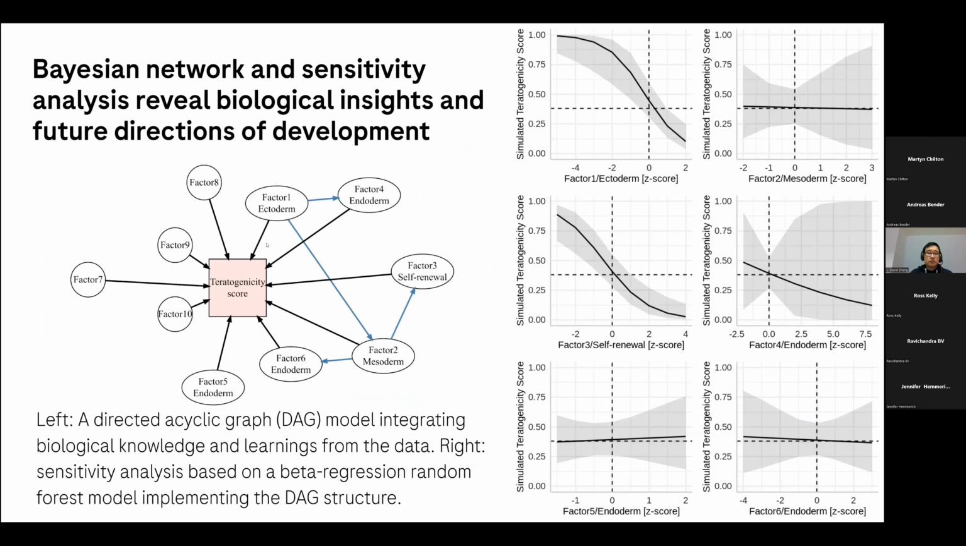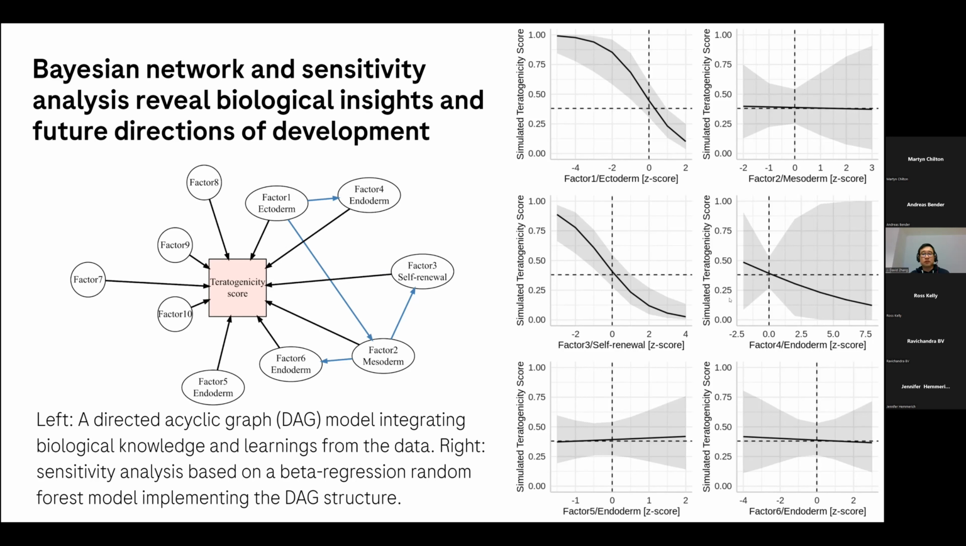And last but not least, we performed Bayesian network analysis to build a directed acyclic graph, a DAG model, integrating biological knowledge and learning from the data. And we performed sensitivity analysis. What we observed was extremely interesting in the sense that it shows both an advantage of our model, namely it is very sensitive to ectoderm change and self-renewal change, and a limitation, namely it is less sensitive towards endoderm and mesoderm change.